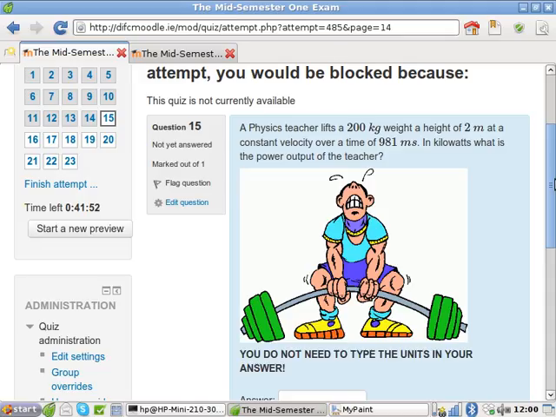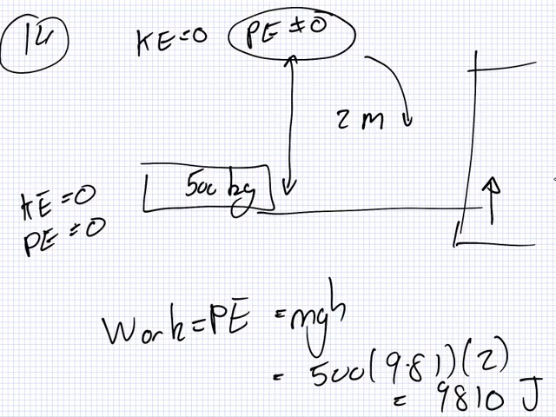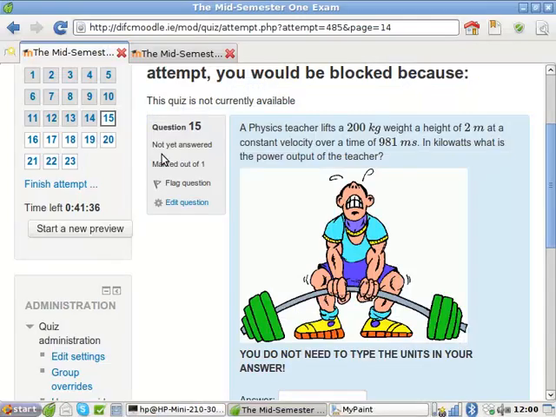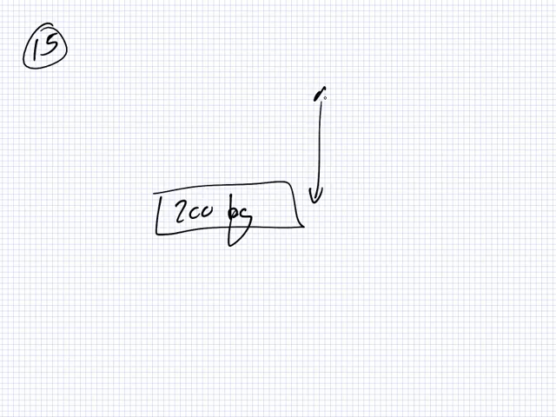Everybody screwed up here with the time. What's the time here? 91 milliseconds. Yeah, milliseconds. So here, what is this? 200 kilograms. So again, it's 200 kilograms, and it's listed a distance 2 meters. So we know what the work is.